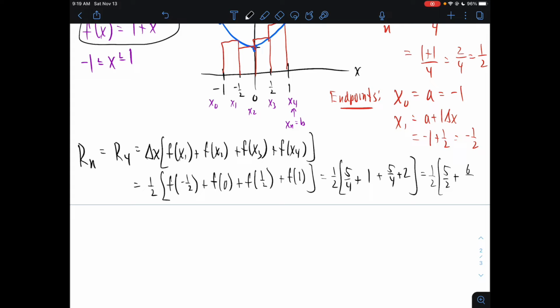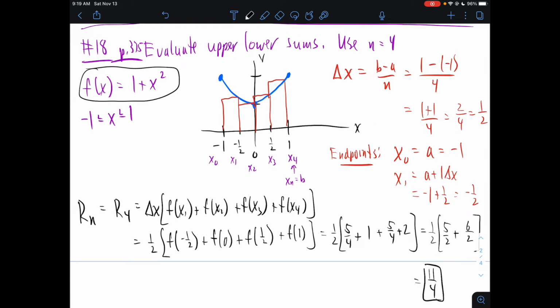Three is the same thing as 6/2. I get 11 over 2 times 1/2, which is 11 over 4. So that would be the area of those 4 rectangles that I've drawn there, and it estimates the area under the curve.